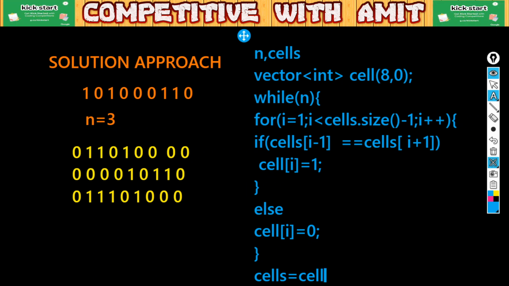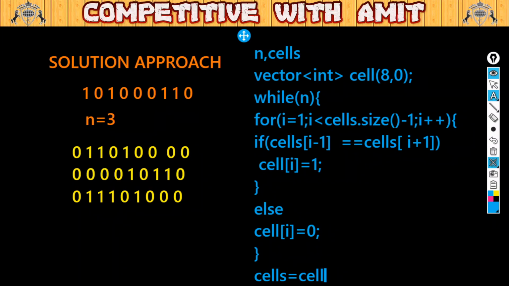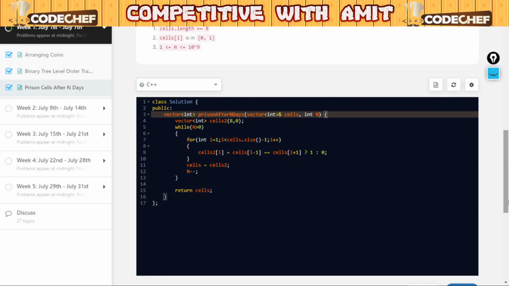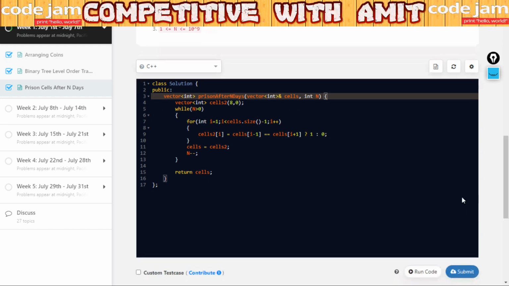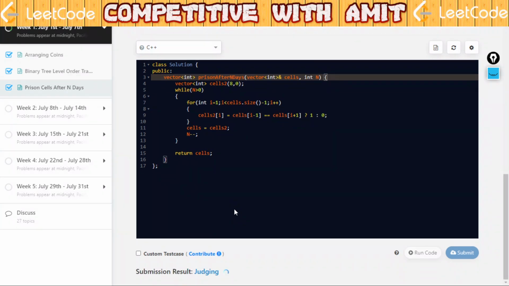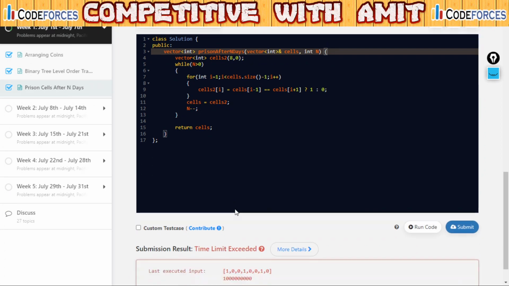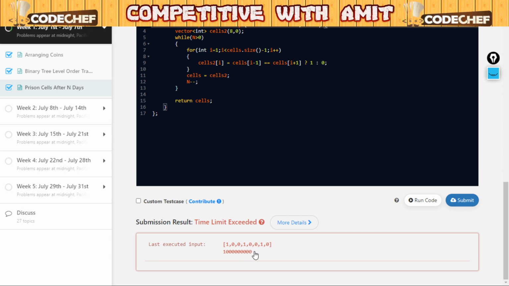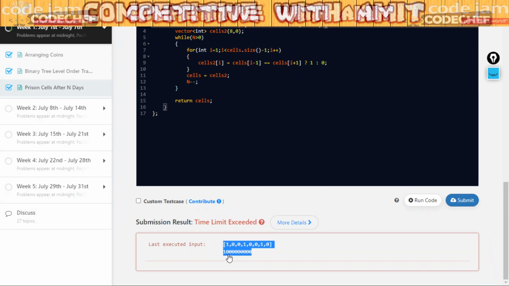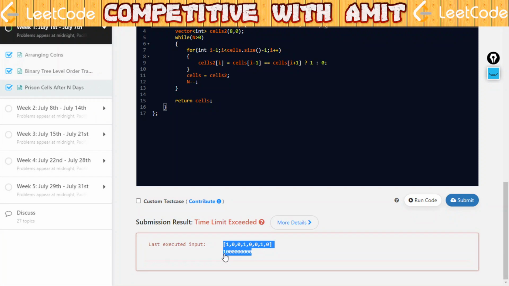Now if I submit the brute force implementation, I'll check whether a time limit exceeded error is there or not. So now if I submit the solution by the brute force method, I got time limit exceeded for a very high value, 10 to the power 9. So now what is the problem? The problem is that for higher values it is not working.